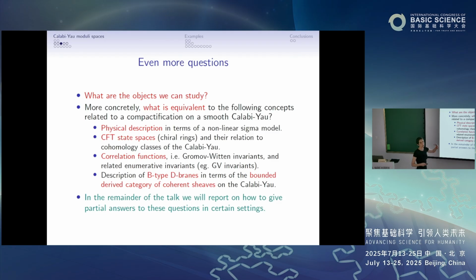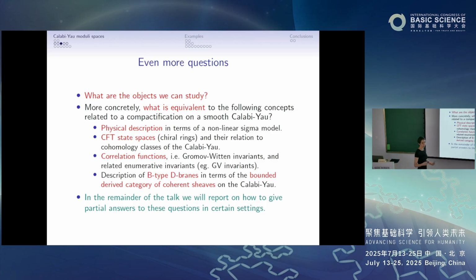Knowing very well how we can do calculations on smooth Calabi-Yau threefolds, we can ask what the equivalent concepts are when we go to the other ends of the moduli space. So for instance, if a physics description in terms of a nonlinear sigma model no longer applies, what do we replace it with? Or, as I said, in Calabi-Yau compactification, we also have some CFT in the IR. In a standard Calabi-Yau compactification, the quantum state spaces of the CFT, like the chiral rings that we can compute, are related to cohomology classes on the Calabi-Yau. So we also should find a replacement of that.